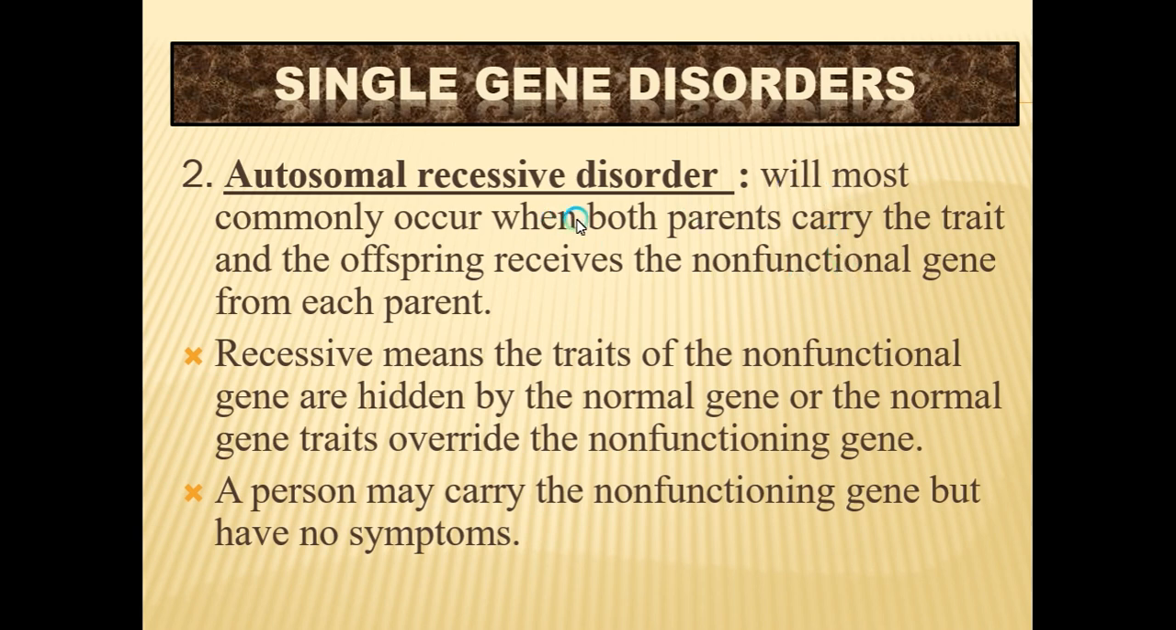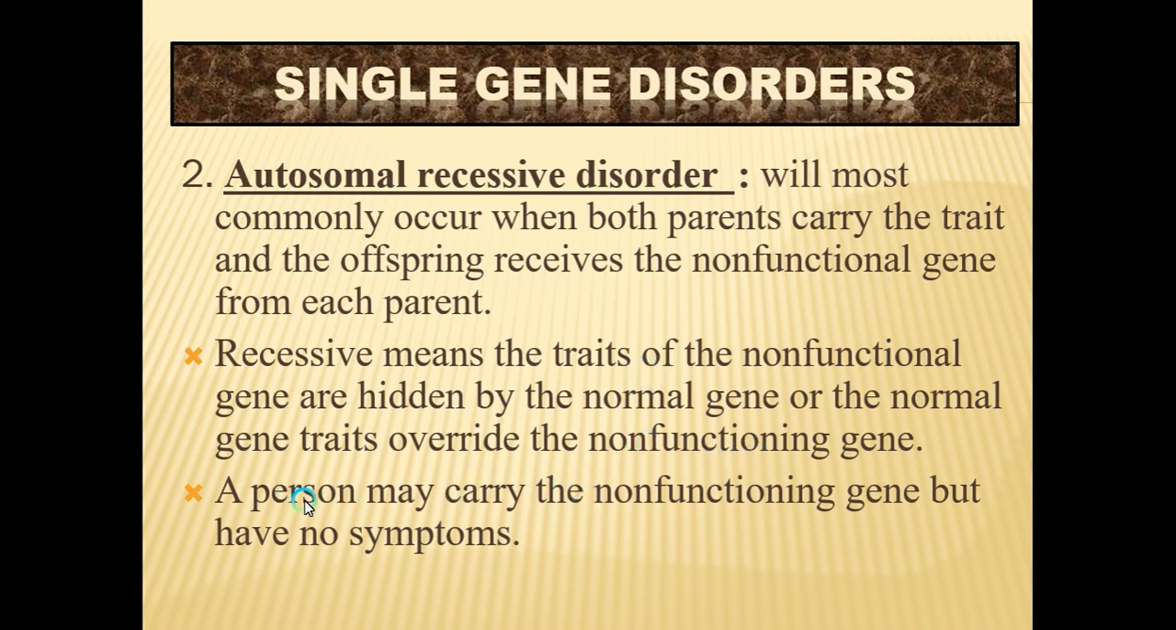Now we'll study autosomal recessive disorder. This will most commonly occur when both parents are carrying the trait, and the offspring receives a non-functional gene from each parent. Recessive diseases will only occur if both parents have the gene. Recessive means that the traits of the non-functional gene are hidden by the normal gene, or the normal gene overrides the non-functional gene. In the previous one, dominant, the non-functional gene was overriding the normal gene, but here the normal gene is overriding the non-functional gene.